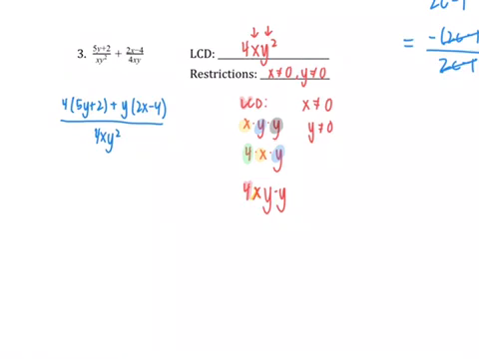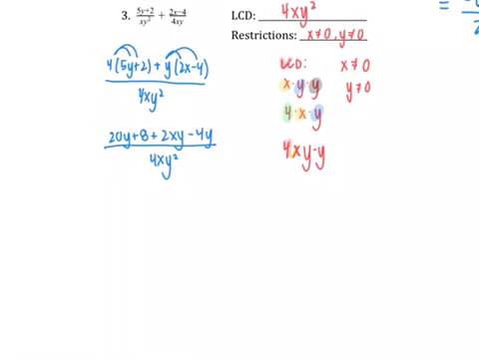So from here, all I'm doing is distributing. So I'm going to say 20y plus 8 plus 2xy minus 4y divided by 4xy squared. And then from there, I can add the y's together. So I've got 20y minus 4y, that's 16y, plus 2xy plus 8. And it doesn't really matter the order that those are in. And then divided by 4xy squared.